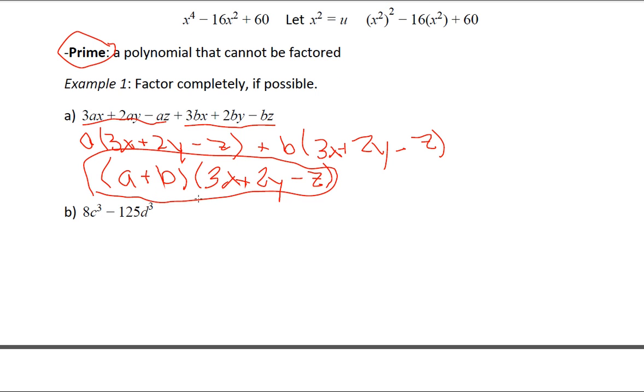All right, moving on, we have 8c cubed minus 125d cubed. So big key here, cubes. And we have addition or subtraction you always want to look at. Firstly, do they have anything in common? This is an odd number, this is an even number, no 2's, so nothing in common to begin with. Then we need to look. We have cubes and it's subtraction.